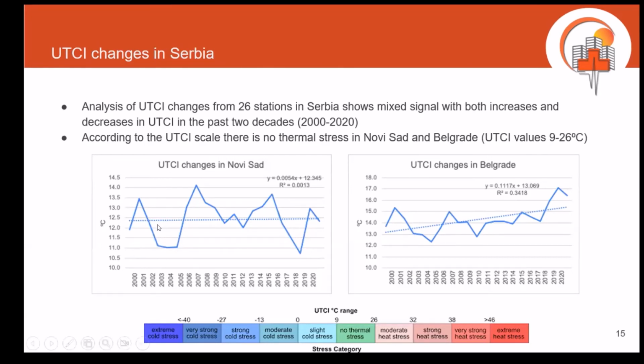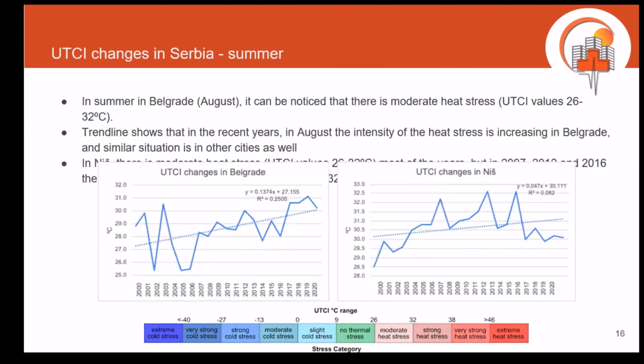But we can also see that in Novi Sad, the trend line goes up, but very, very slightly. But in Belgrade, we can see that this line is much more pronounced. So we can expect these yearly values to go up. According to the UTCI scale, we see that there is no thermal stress on yearly average. But what happens in summer?